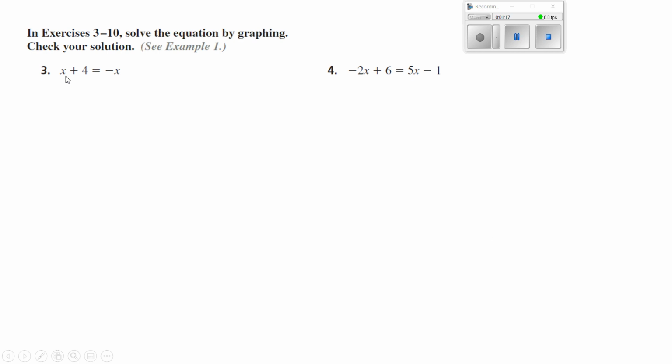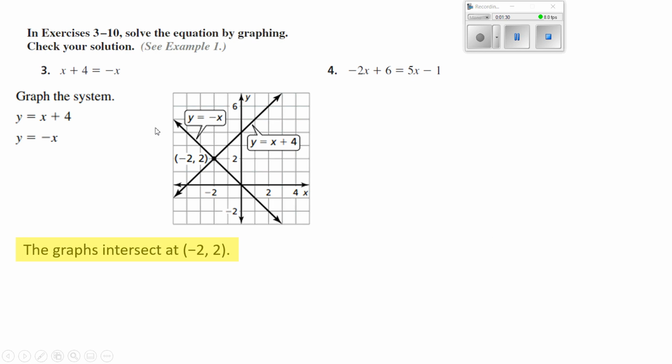Number 3, now it has x plus 4 and -x. So once again, this means y is going to be equal to x plus 4. Y is also going to be equal to -x. When we solve this one, we start at 4. And then since there's a 1 in front of every variable, that means we're going up 1 and over 1. And that's what they did, up 1 over 1, up 1 over 1. And then back here, they went down 1 over 1, down 1 over 1.